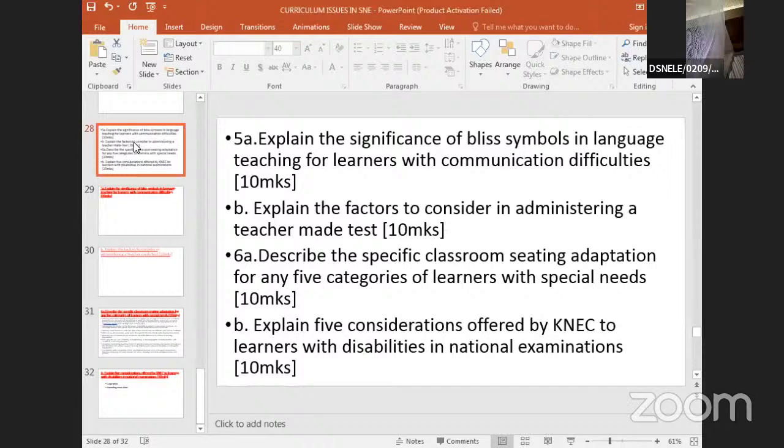Explain the significance of the bliss symbols in language teaching for learners with communication difficulties. Have you displayed the stages of microteaching?